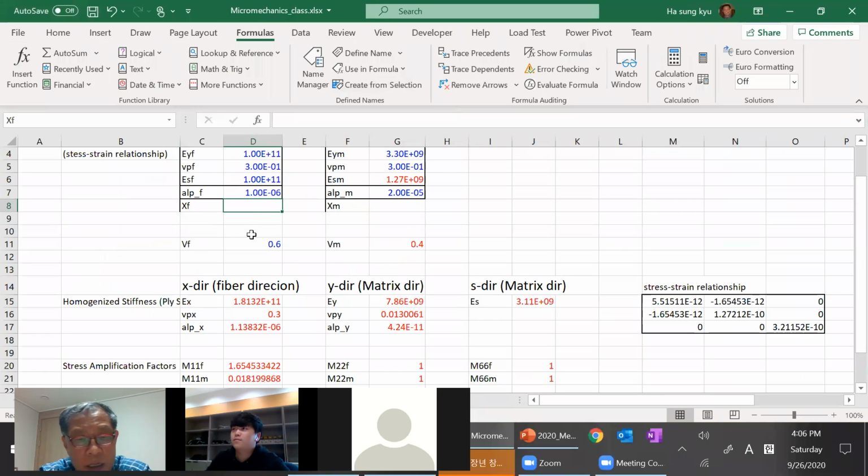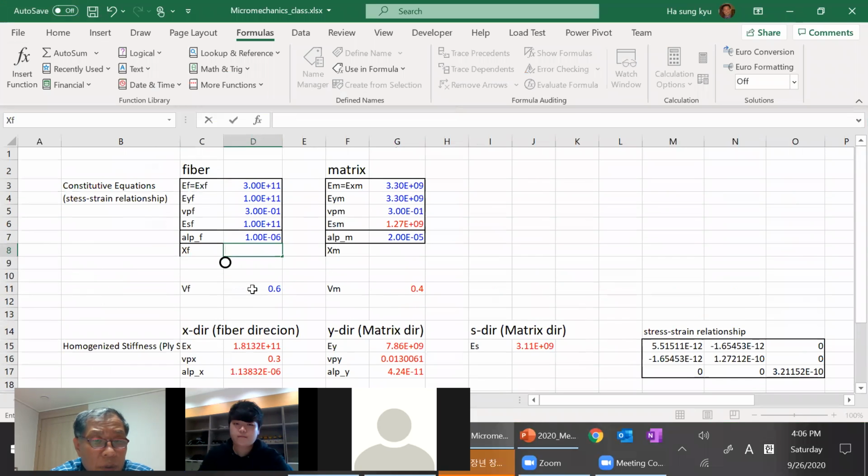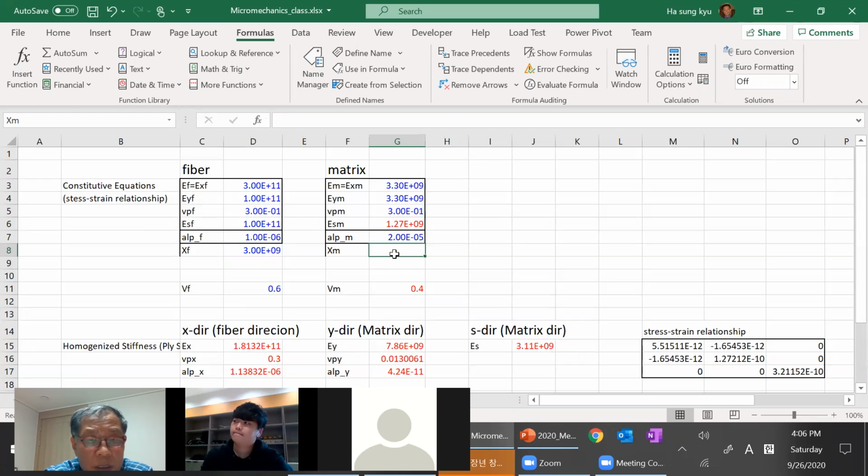Say this one, well, some arbitrary number, say, let's say 1%, so 3 to 11, I mean 9, and this one 2%, so 5, 7.